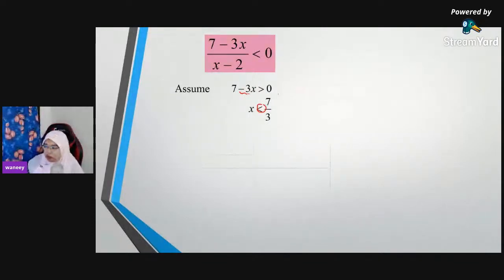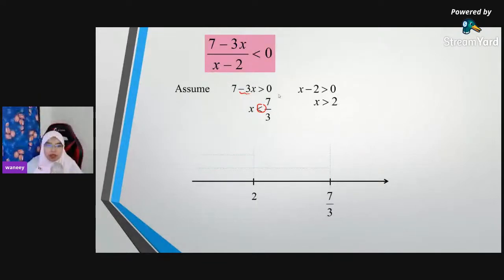And then for your denominator, you are going to get x minus 2 greater than 0. So it will be x greater than 2. So between 2 and 7 over 3, I know that 7 over 3 is bigger than 2. So 2 will be on the left, 7 over 3 will be on the right.